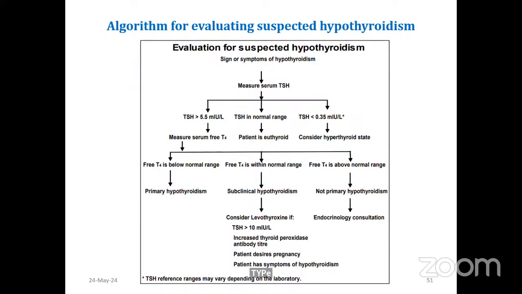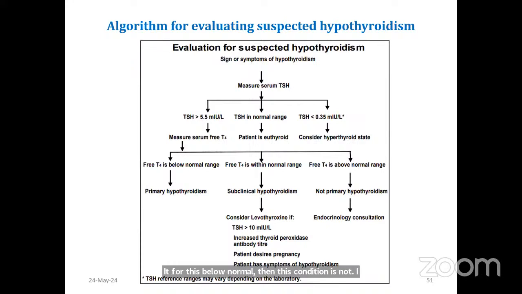Yes. So this is the algorithm for evaluating a suspected hypothyroidism case. When we see any person having specific symptoms of hypothyroidism, as we have discussed, how do we evaluate in a systematic manner? First, if any person has signs or symptoms of hypothyroidism, we have to advise TSH. If TSH is normal, then the patient has a normal thyroid, or is euthyroid. If TSH is increased above normal, then you have to measure the serum free T4. If T4 is below the normal range, then this condition is primary hypothyroidism.